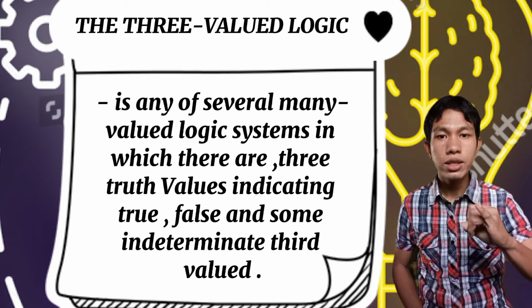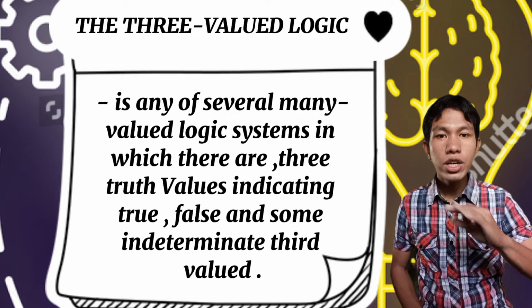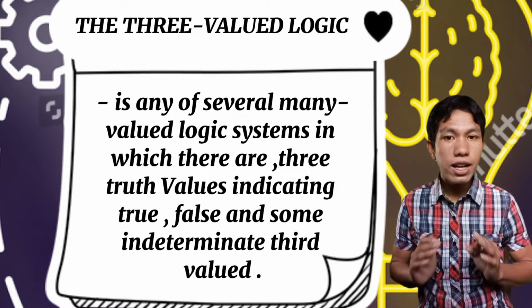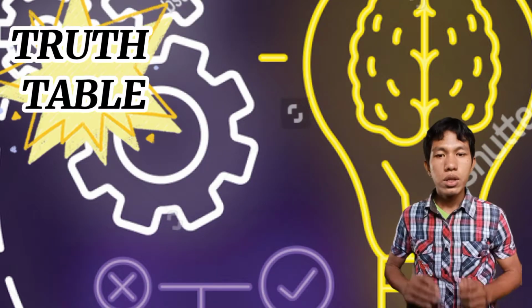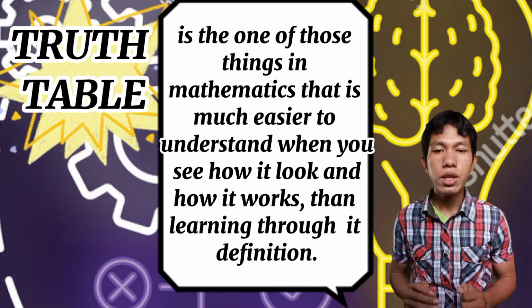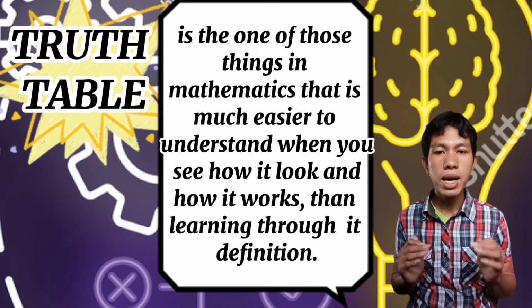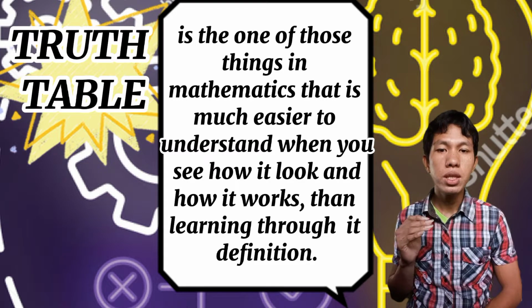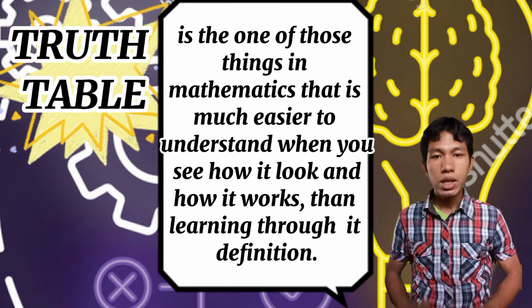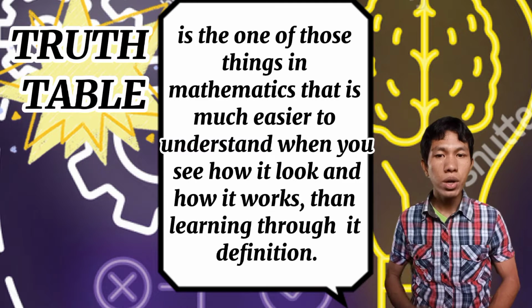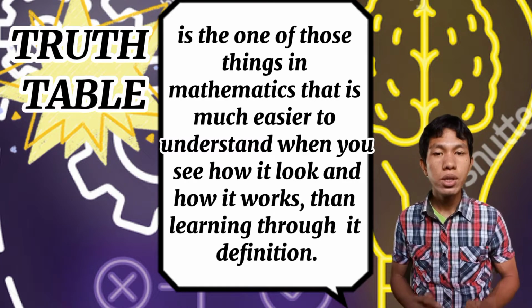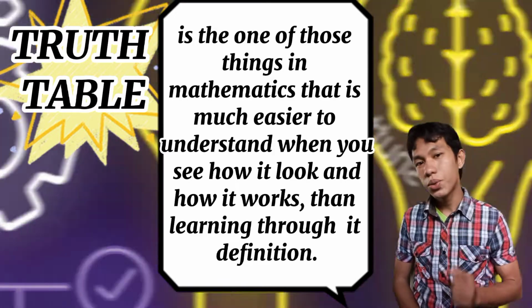A three-value logic is any of several many-valued logic systems in which there are three truth values indicating true, false, and a third, some indeterminate value. The truth table is one of those things in mathematics that is much easier to understand when you see how it looks and how it works than learning through its definition. Anyway, we will construct a truth table first. So, without further ado, let's do it.